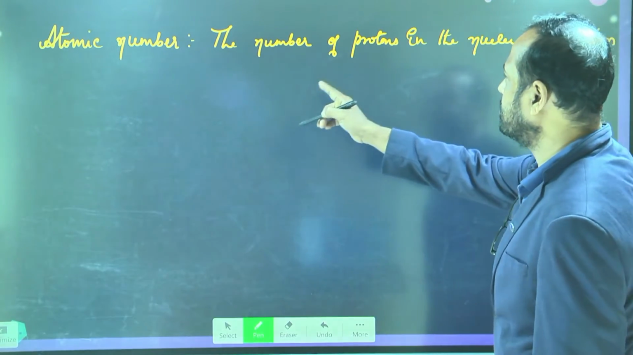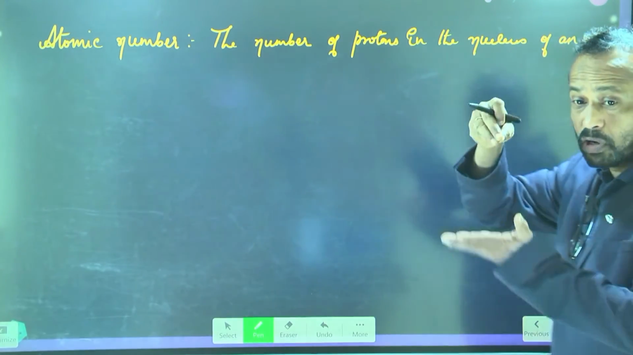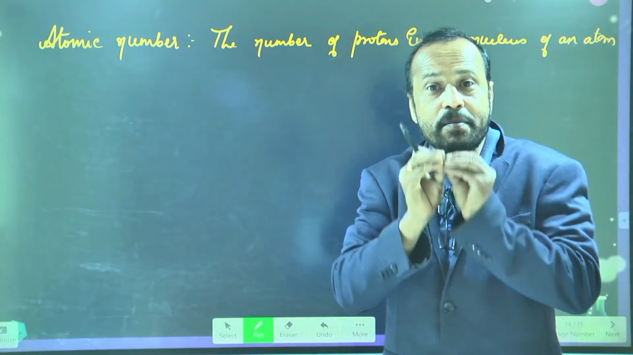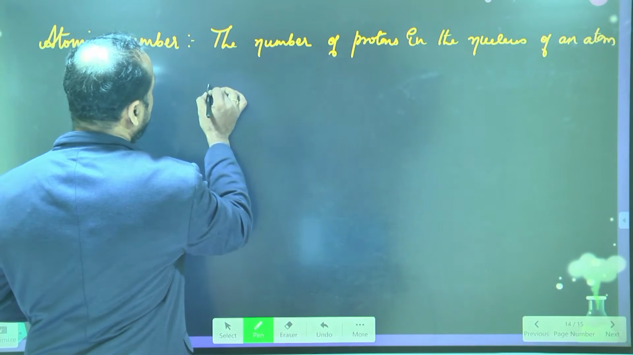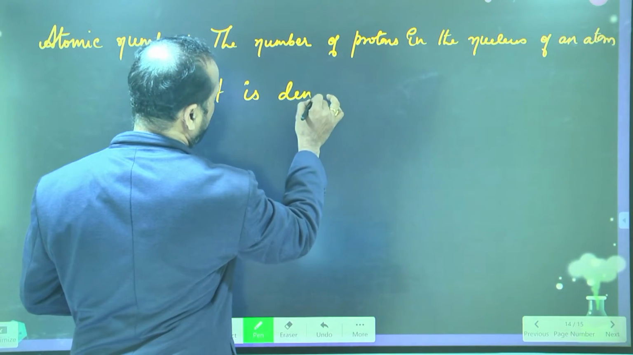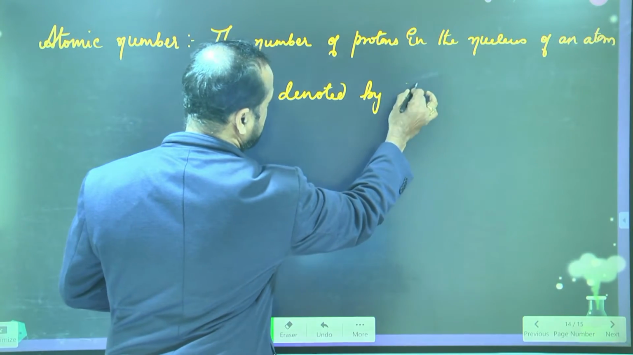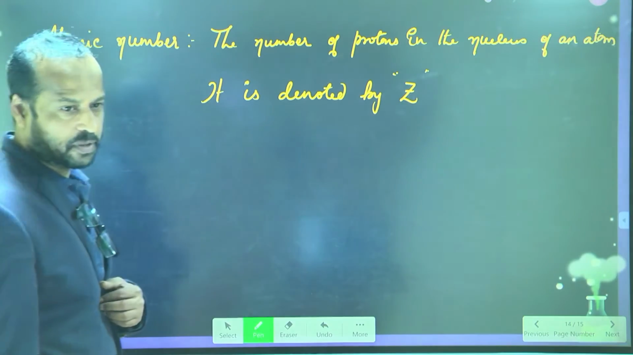Now, atomic number means what? The number of protons in the nucleus. So how many protons are there in the nucleus at the center of an atom? That number is called the atomic number. Generally it is denoted by Z. Letter Z we write to represent this one.